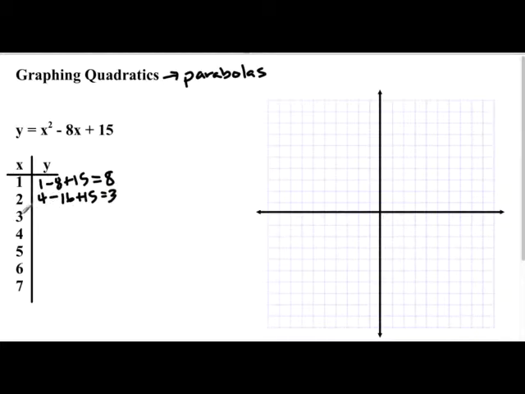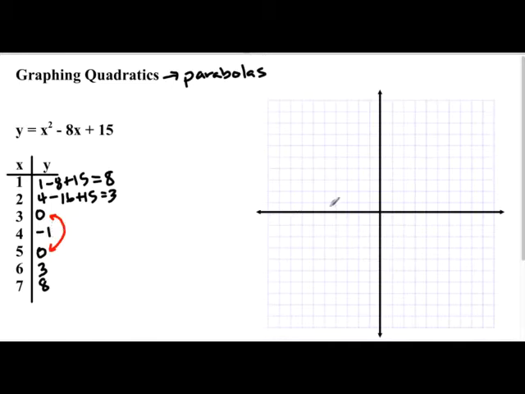If I were to plug in a 3, you would get a 0. If I were to plug in a 4, you would get a negative 1. A 5 would be a 0. We have 6 would be 3. And finally, we have 7 would be 8. And what you should notice as you do this is that you'll notice a pattern. Let me change colors here. You get the same values here for our y. Same thing over here, 3 and 3, and then 8 and 8. So you'll notice that the same y values will repeat themselves, and in the middle is our vertex.